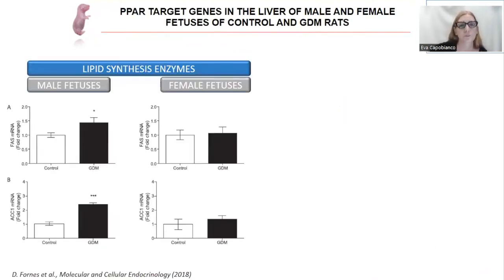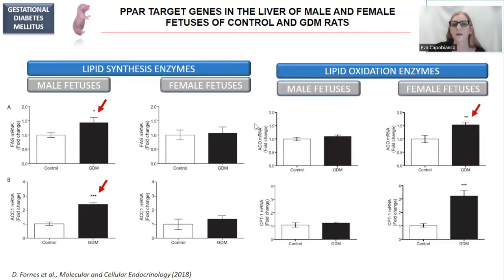Then we studied the expression of lipid synthesis enzymes, and we found that in male fetuses, the expression of FAS and ACC1 was increased, but not in the liver of female fetuses. Remember that in the liver of male fetuses, levels of lipids were increased. And in the liver of female fetuses, we found a reduced content in the levels of lipids that could be related to this increase observed in the expression of lipid oxidation enzymes observed only in the liver of female fetuses.